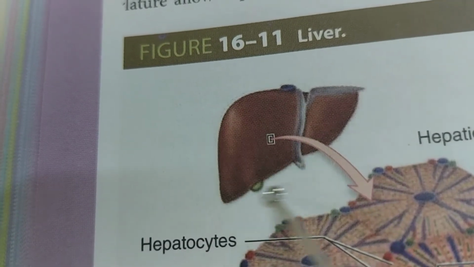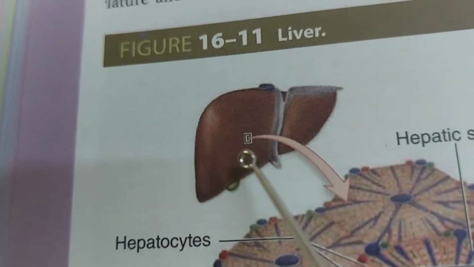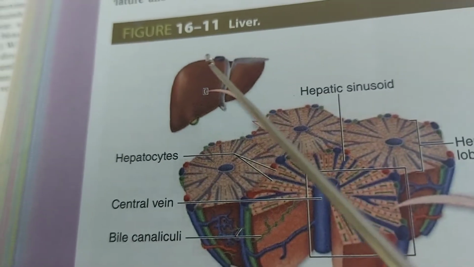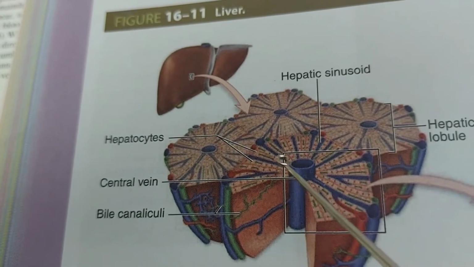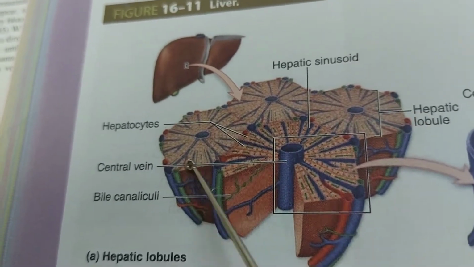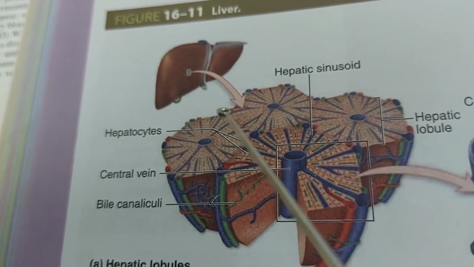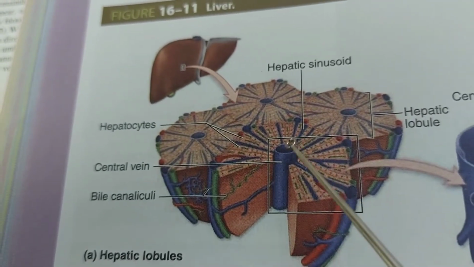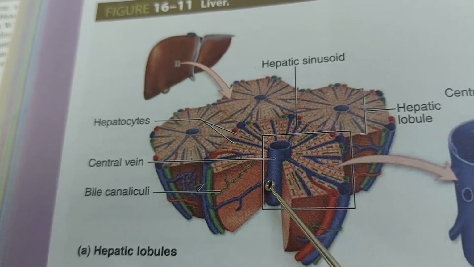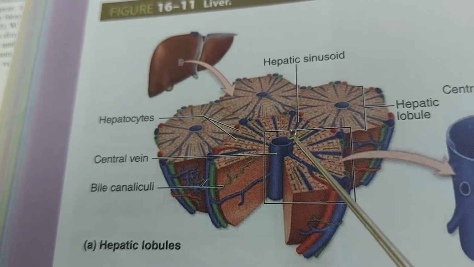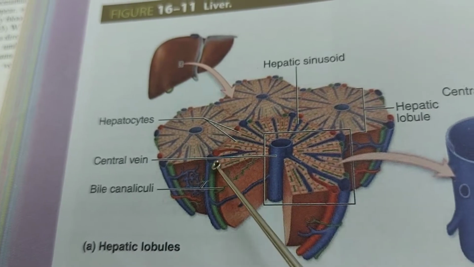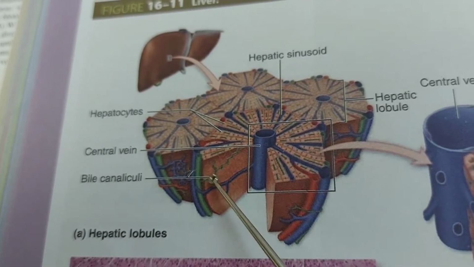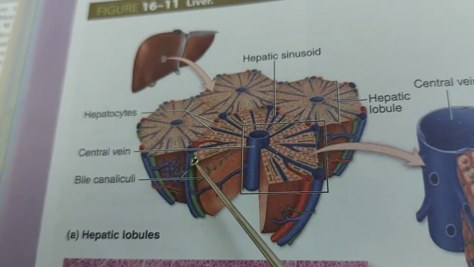Here is the liver. If we take this part of the liver and magnify it, we can see this type of structure. Within this structure, we can see there is a central vein, and surrounding the central vein there is the lobule. This is known as the hepatic lobule.